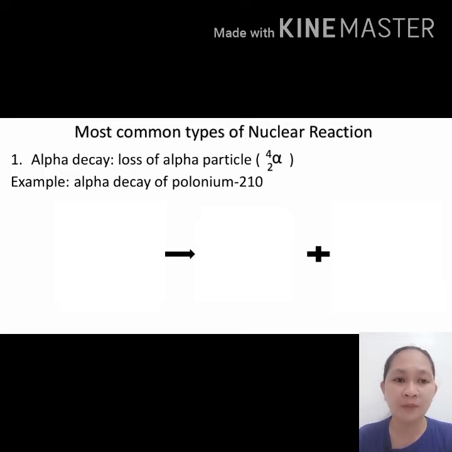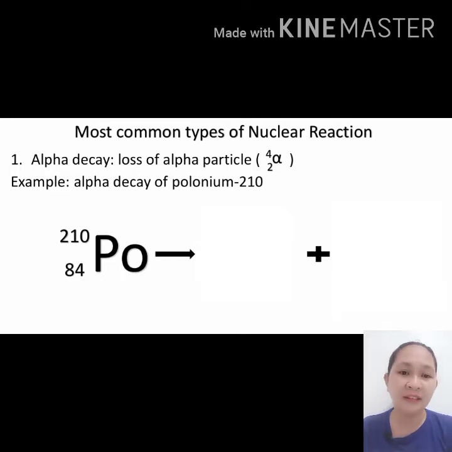So I have here an example which is alpha decay of polonium-210. Makikita natin diyan sa ating example na ang ating element na polonium ay mayroong superscript na 210 or atomic mass na 210 at mayroon siyang atomic number na 84 or subscript. So, ang sabi diyan, alpha decay or loss of alpha particle. Ibig sabihin, magmi-minus tayo or magtatanggal tayo ng alpha particle.